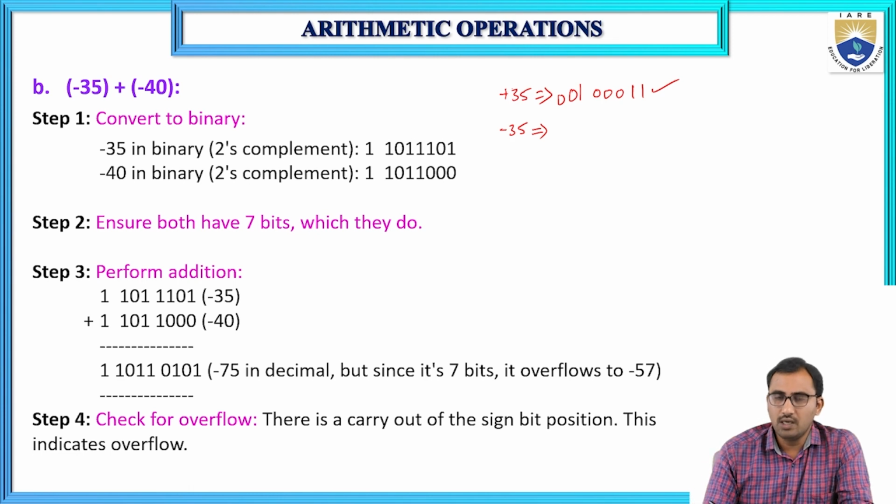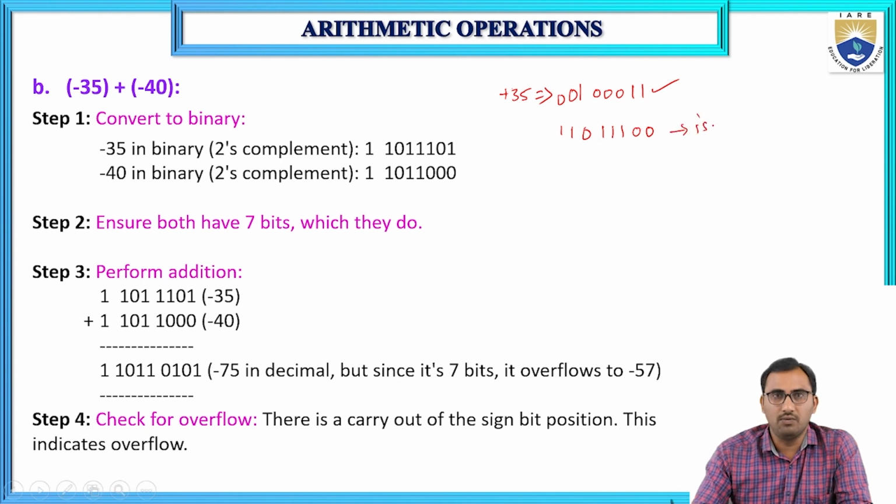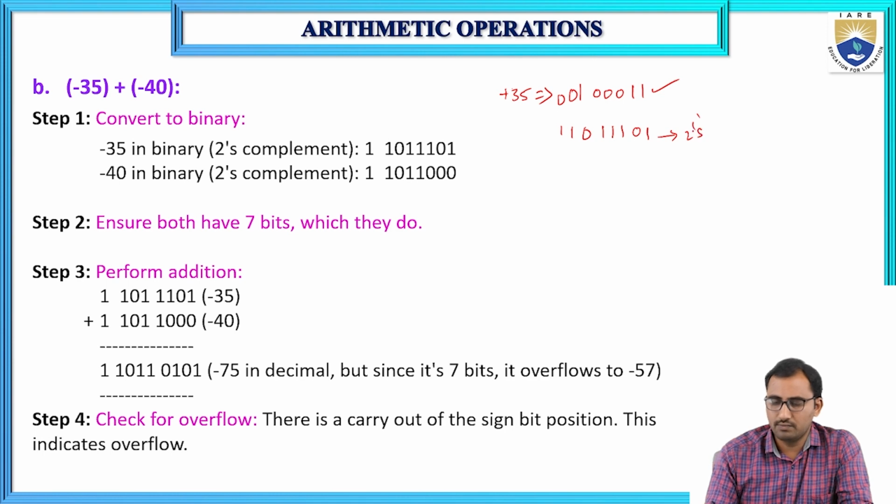So 1's complement means complementing. If 0 is there, it will become 1. If 1 is there, it will become 0. So it's a 1's complemented value, 1 1 0 1 1 1 0 0. It is a 1's complemented value. I am adding 1 to that. If I add 1, then it is a 2's complemented value. Okay, so this is equivalent to minus 35. So minus 35, you can see here, 1 1 0 1 1 1 0 1. So this is minus 35.